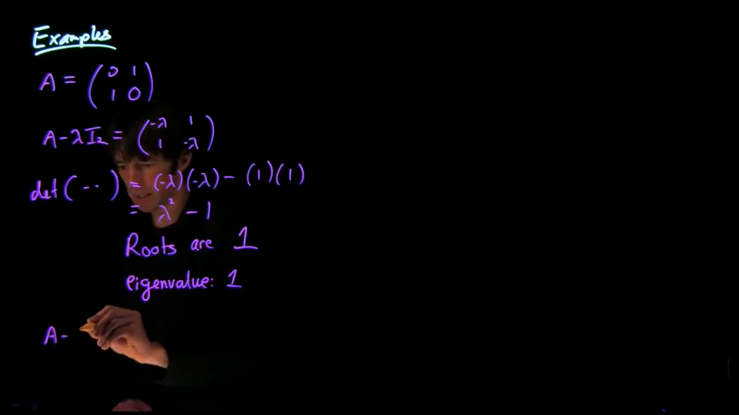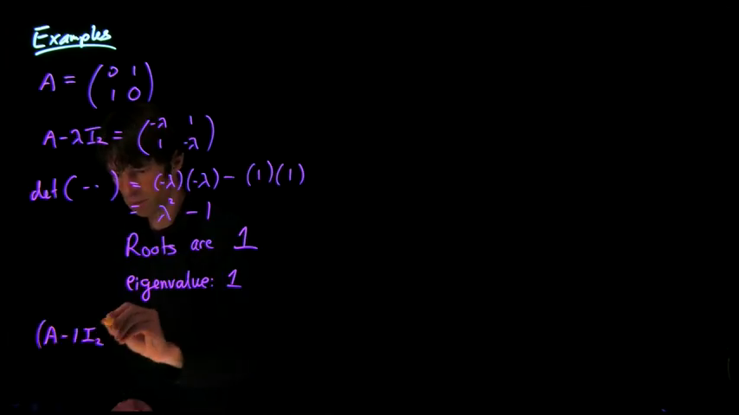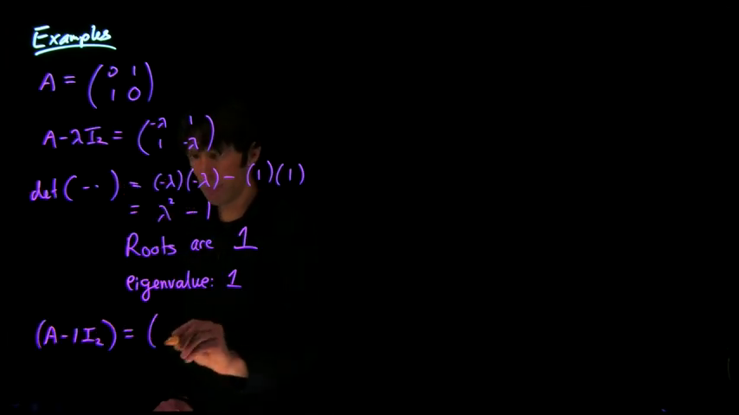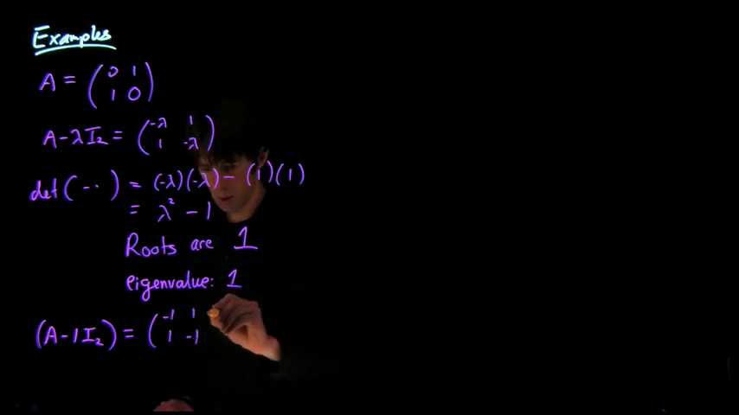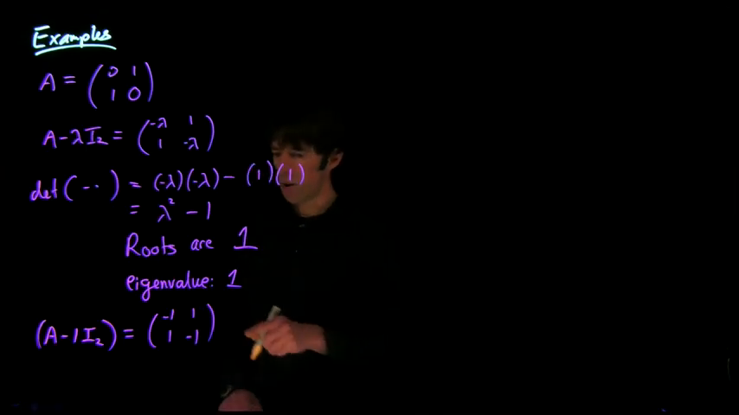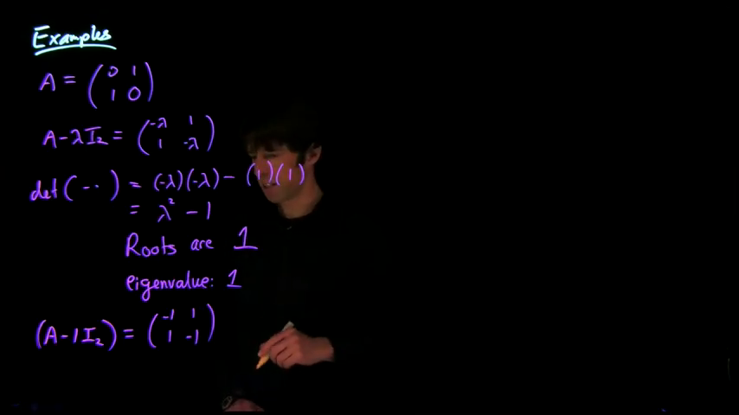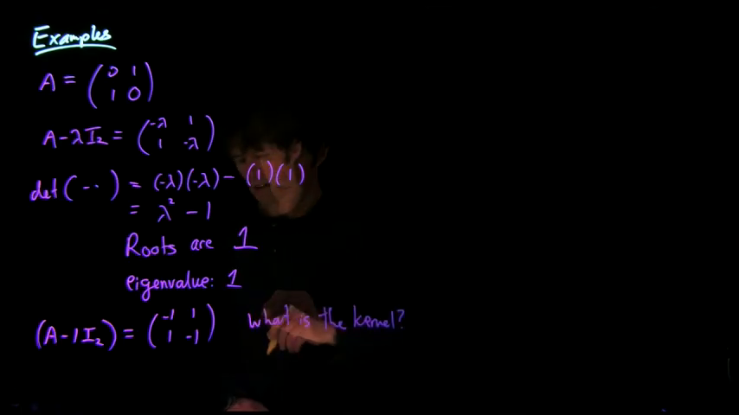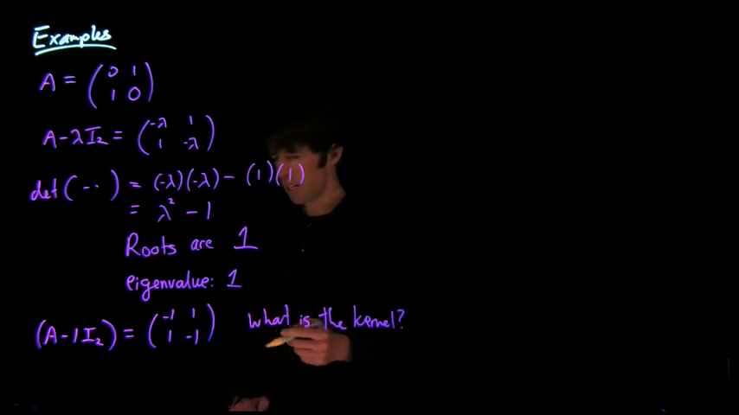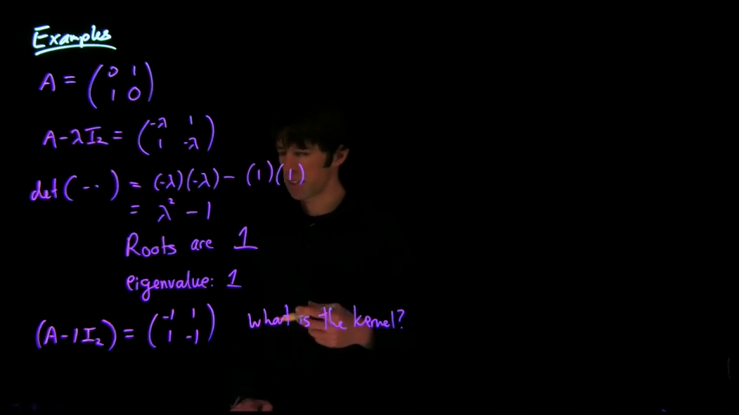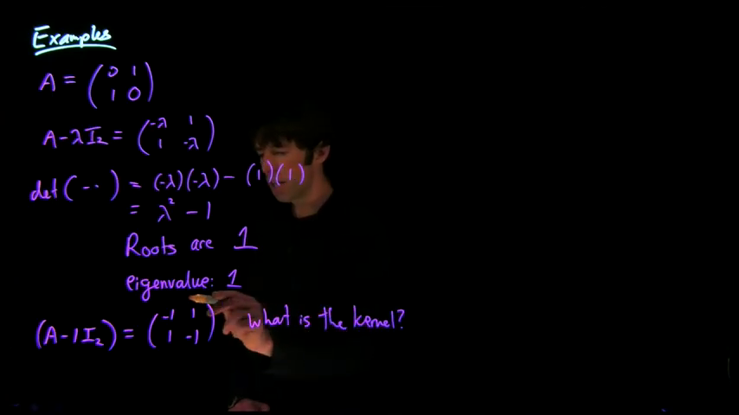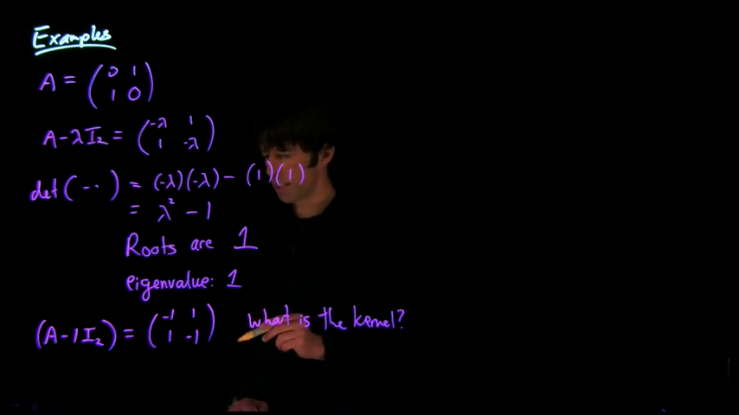So A minus 1 times the 2 by 2 identity is equal to the matrix minus 1, 1, 1, and minus 1. And now I need to find the kernel of this matrix, or I need to find some vectors in the kernel. So remember, the kernel is the set of all vectors that give me a 0 as output. One way to think about that is the kernel is all of the linear combinations of the columns that give me the 0 vector. It's all the linear relations between the columns.